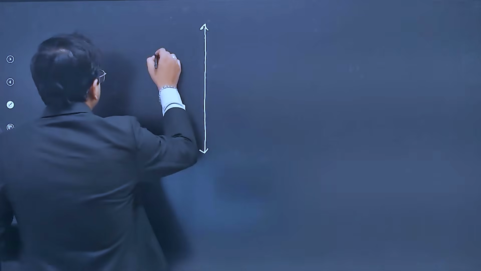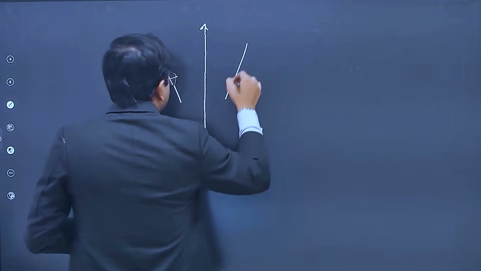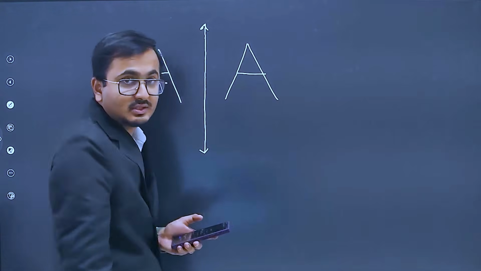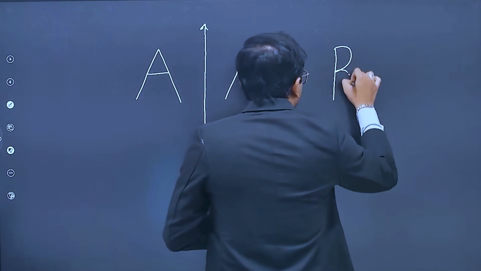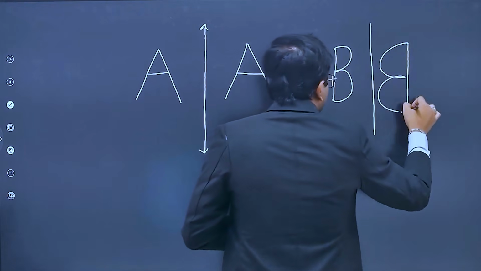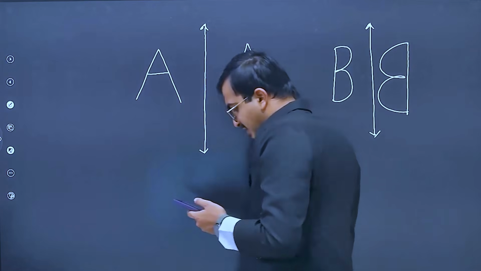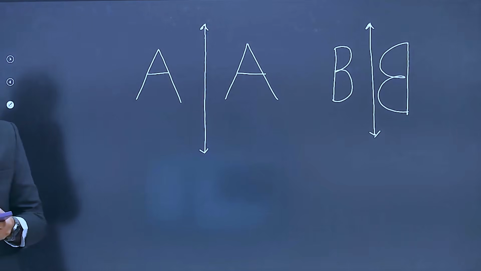So let us suppose the letter A is there. It will be represented as the letter A only, so this will overlap on each other. Correct? Whereas B, if you see, B will not overlap on each other. So B will not have mirror symmetry, whereas A will have mirror symmetry. Okay, clear?